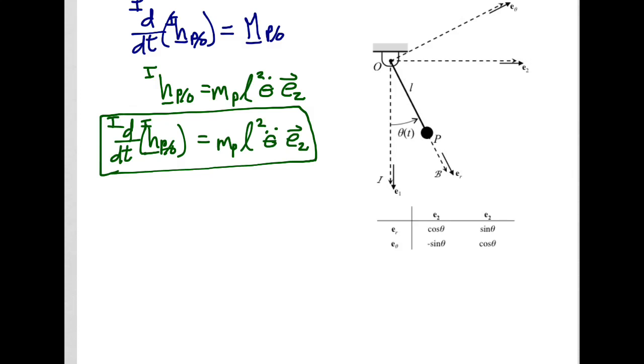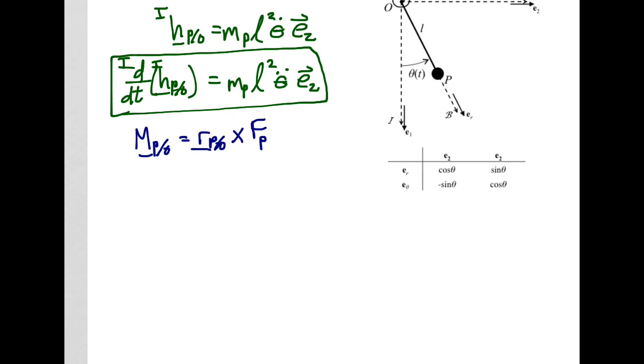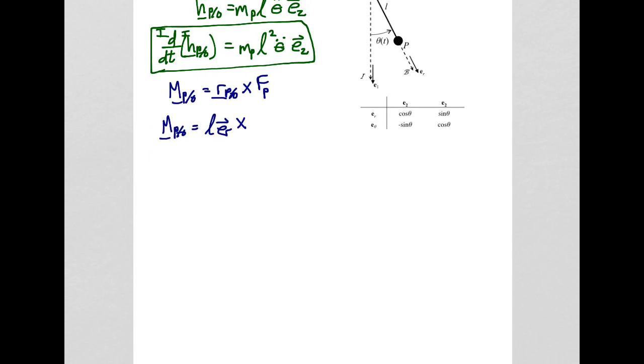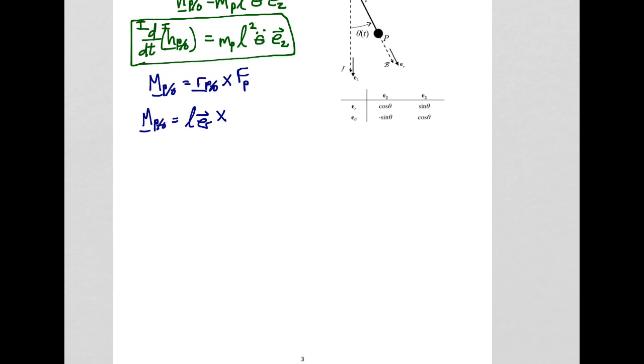So for our moment, let's say that M of P with respect to O is equal to R of P with respect to O crossed with the forces acting on that particle P, and so that's our moment. When we fill this out, M of P with respect to O is equal to L in the ER direction, and then this is going to be crossed with all those forces. But we don't have our forces yet. To get our forces, we simply need to draw our free body diagram.